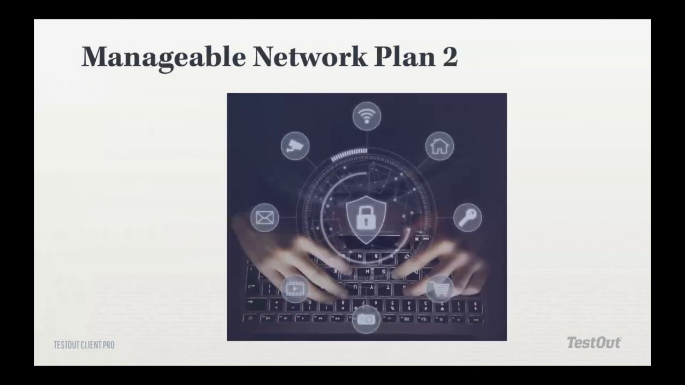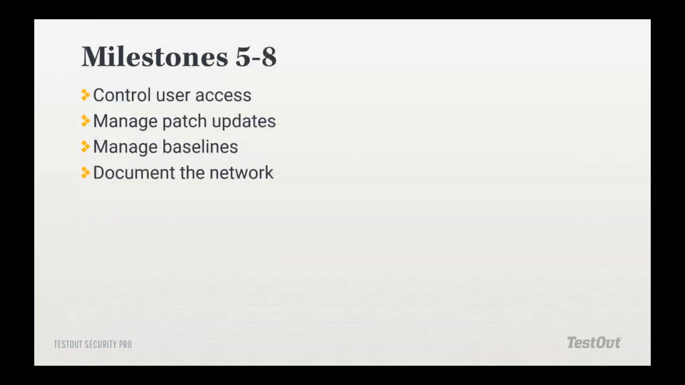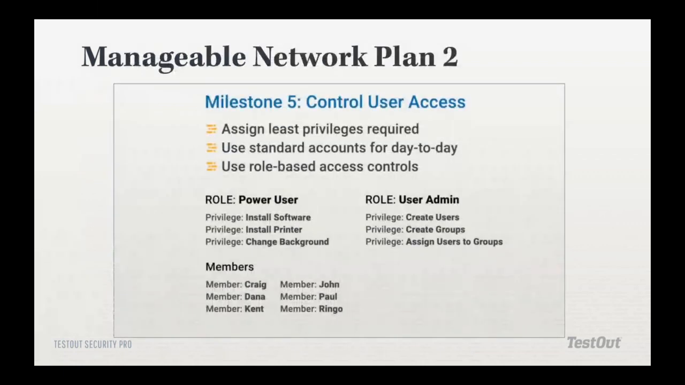We do have some more networking milestones we'll talk about as we've moved into phase 2, plan 2. We've talked about the first 4. We're prepared to document, we map our network, protect your network, and assess your network. Milestones 5 through 8 are controlling user access, managing patch updates, manage your baselines, and then document your network.